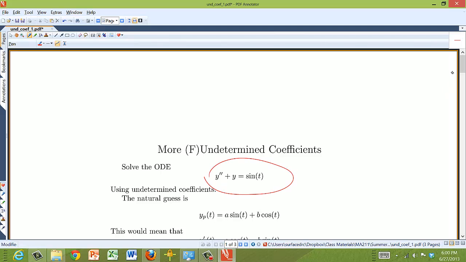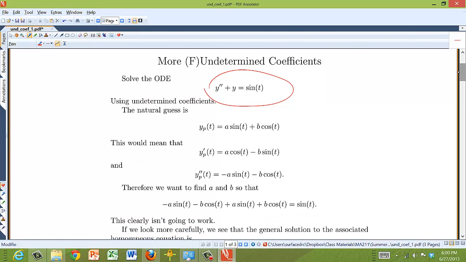Now the natural guess, you'd say, okay, well, probably a particular solution is a sine t plus b cosine t. And that is indeed the perfect first guess. So you go along, take some derivatives, take a second derivative, plug everything in. Remember, you're in the business of finding coefficients a and b so that y double prime plus y you want to be sine t.